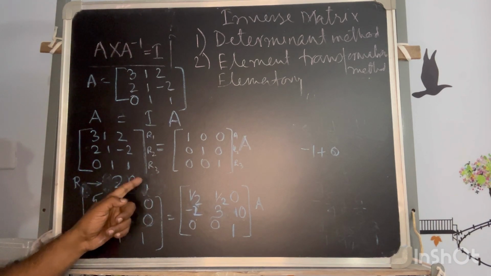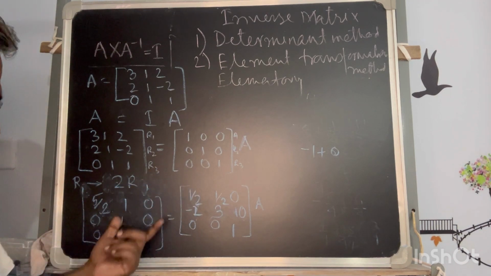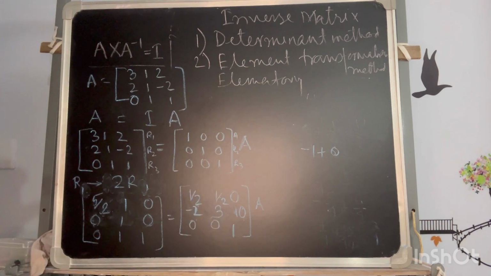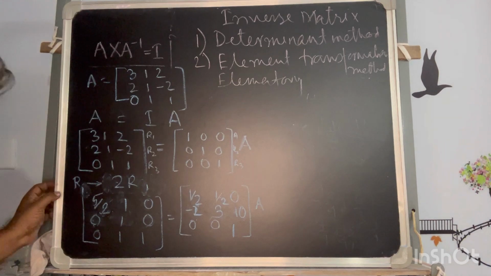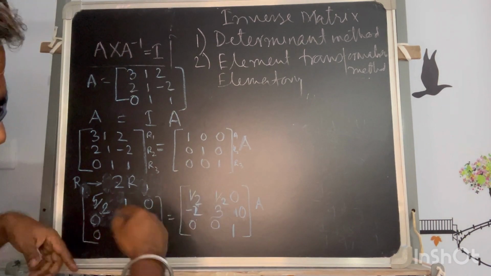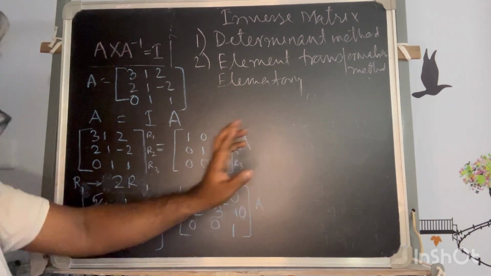So that operation you can do in one shot also. Doing R1 is equal to 2R1 and R2 is equal to 2, you can write it and you can do it. You need not follow the second step. The first in one step also you can do. So that flexibility is there. But we are not changing column to row. All operations we are doing with rows only.